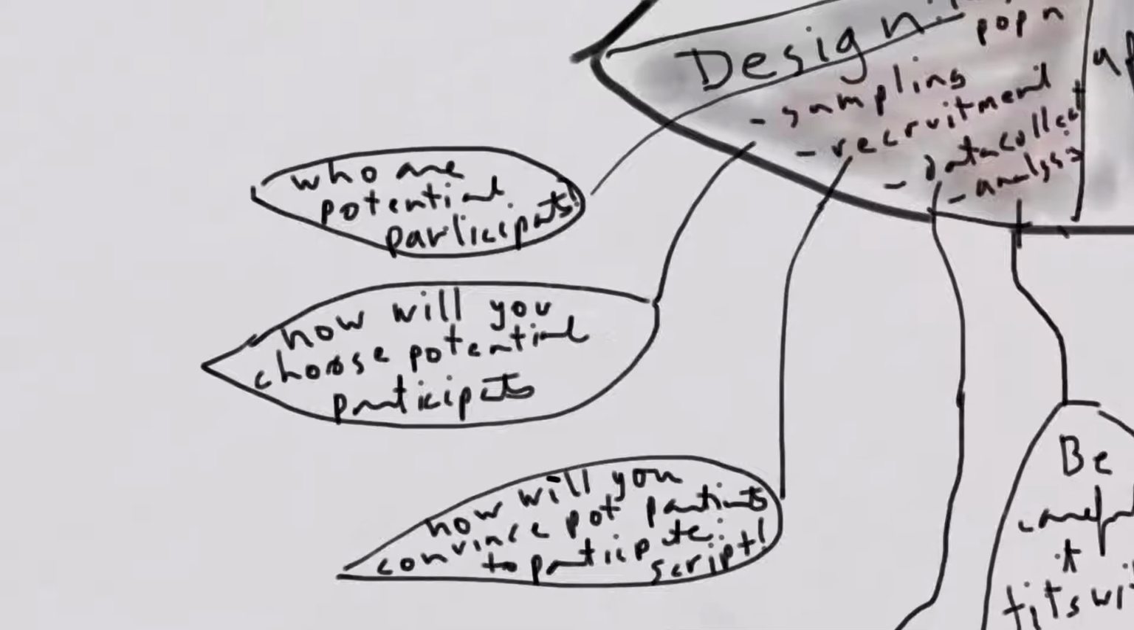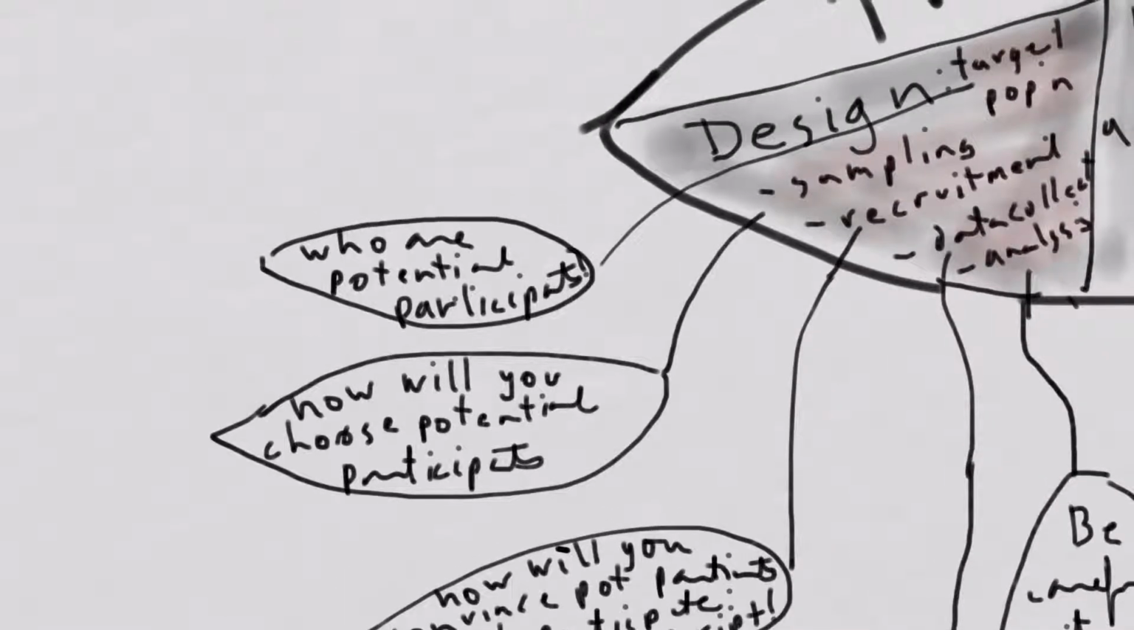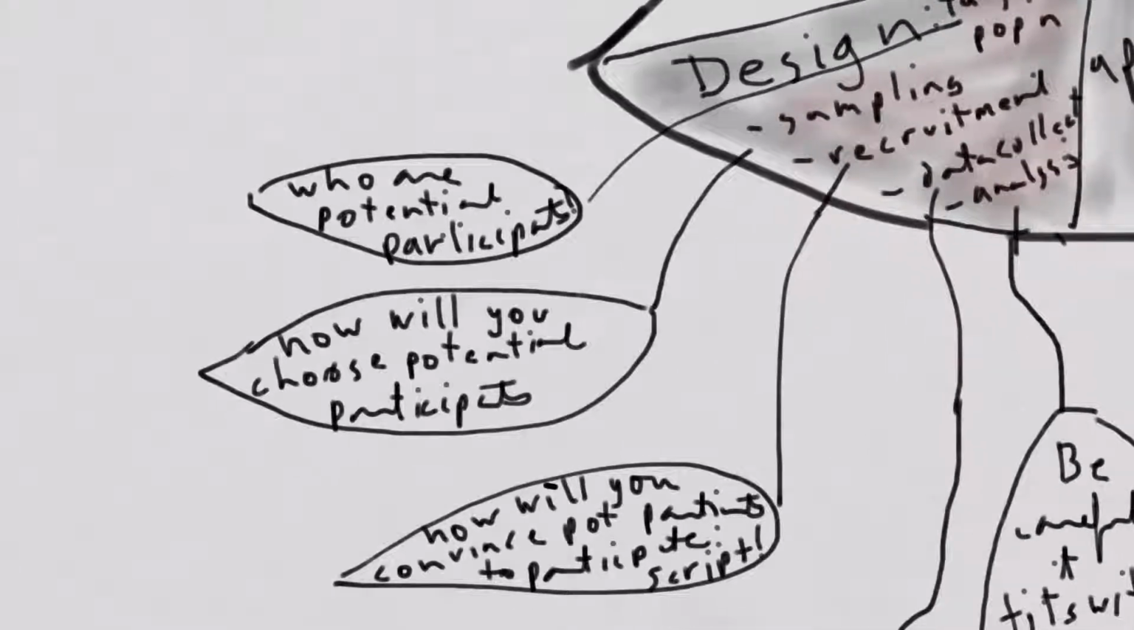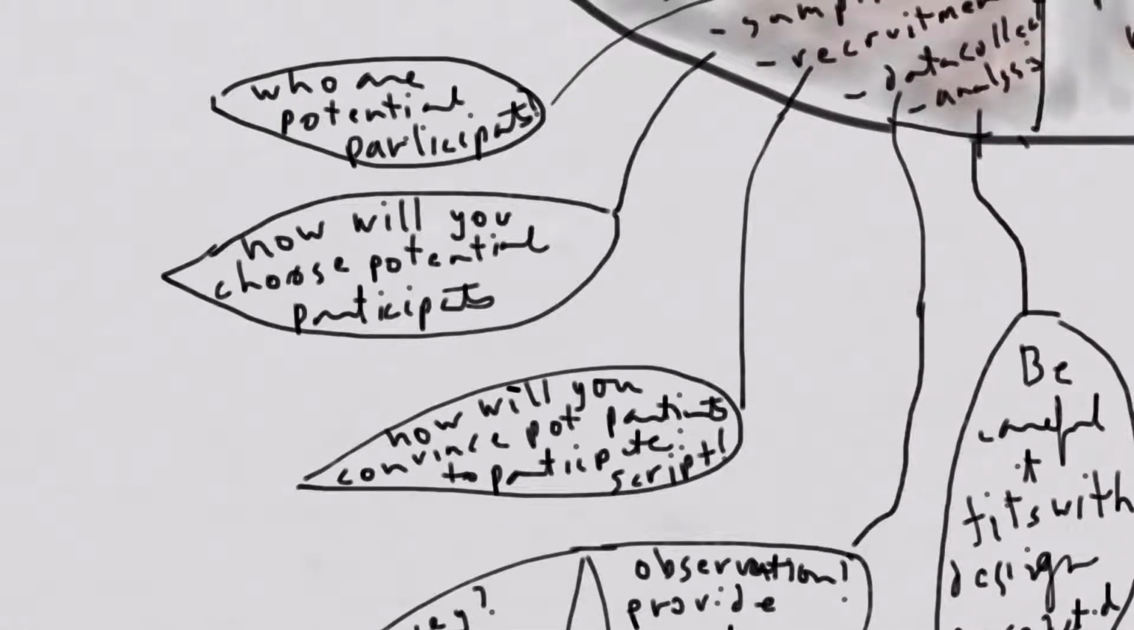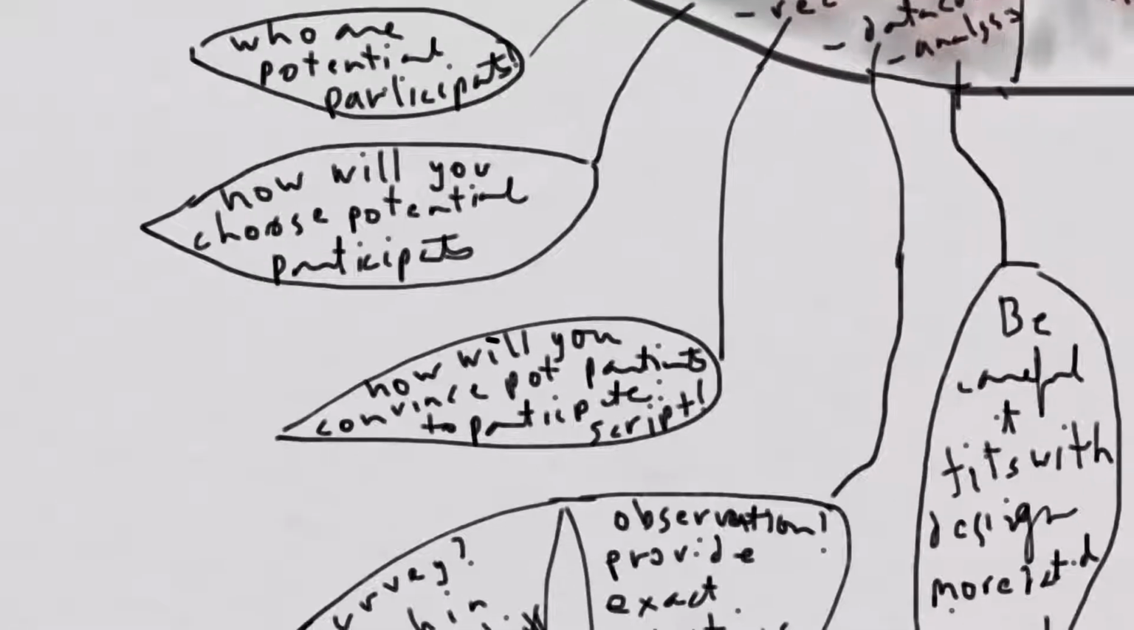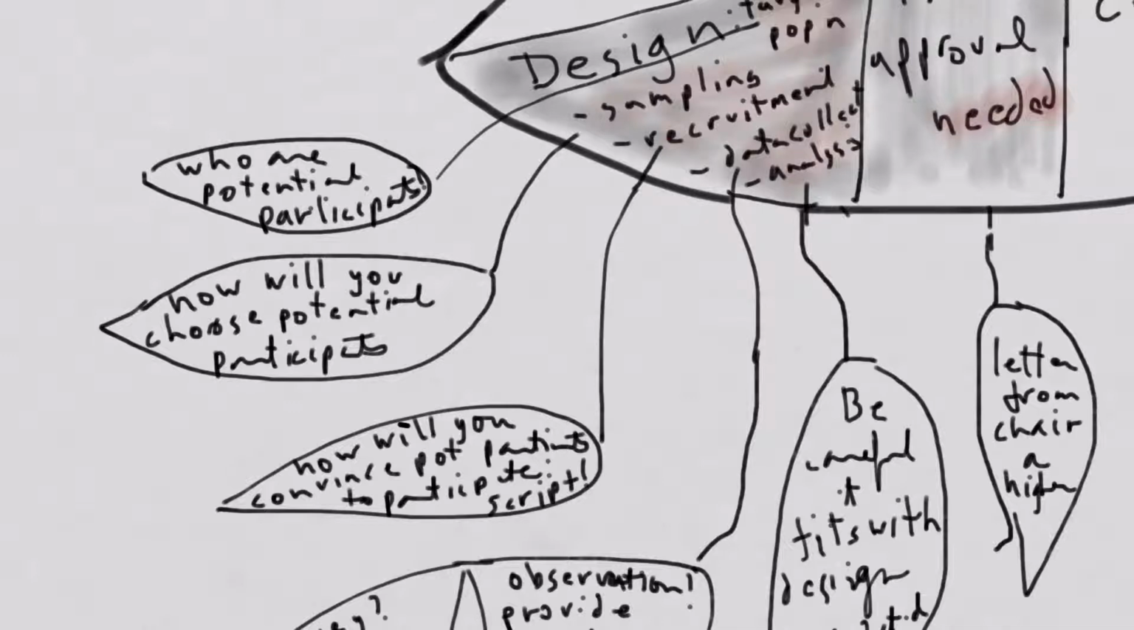Secondly, how will you choose these potential participants? You have a population, but you may not be asking everyone, or maybe you will be asking the whole population and doing a census. Either way, you need to tell us exactly how you'll be doing the sampling. Next, you will also describe to us your recruitment method. Recruitment has to do with how you will convince potential participants to participate.